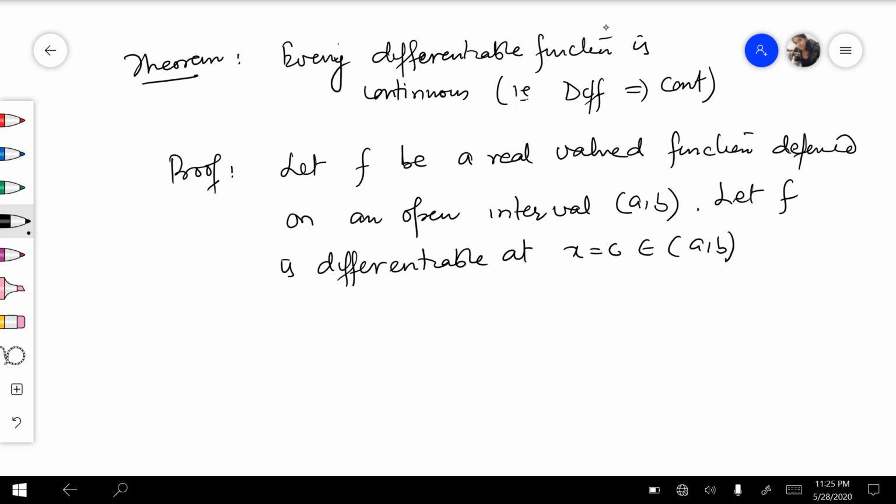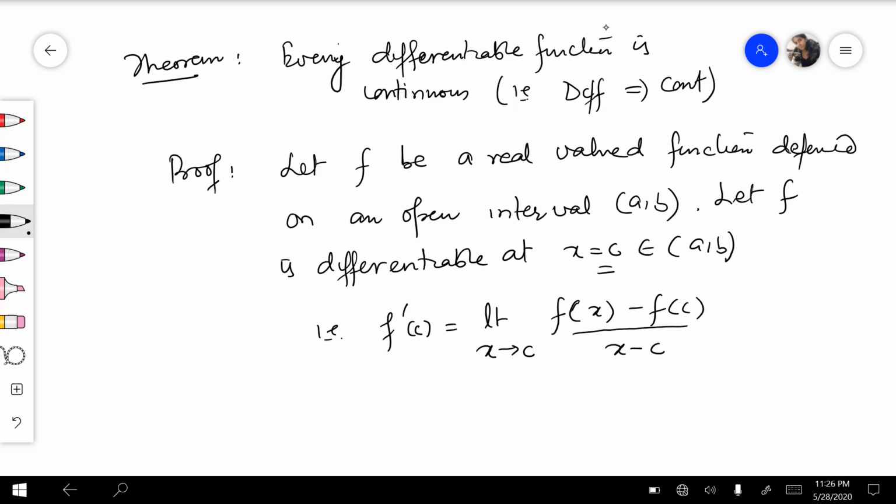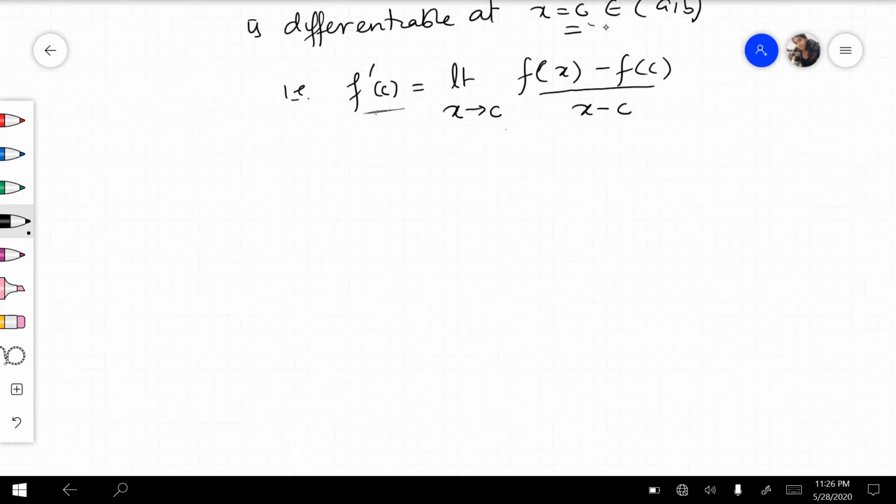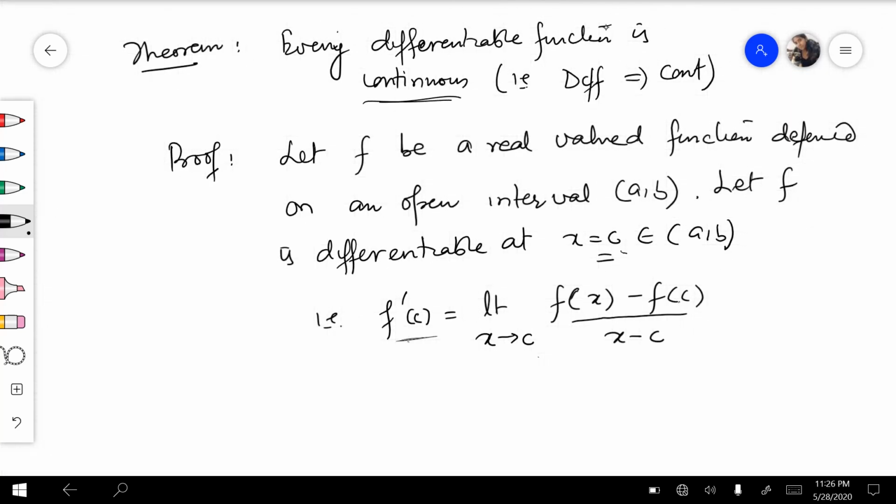As we have done earlier, a function is differentiable at a point if the limit, that is, f dash c is equal to limit x approaches c of f of x minus f of c upon x minus c, exists, and that limit is called the derivative of the function. So if this function is differentiable at c, that means f dash c is equal to the limiting value of f x minus f c upon x minus c. Now we need to show that this function is continuous at c.